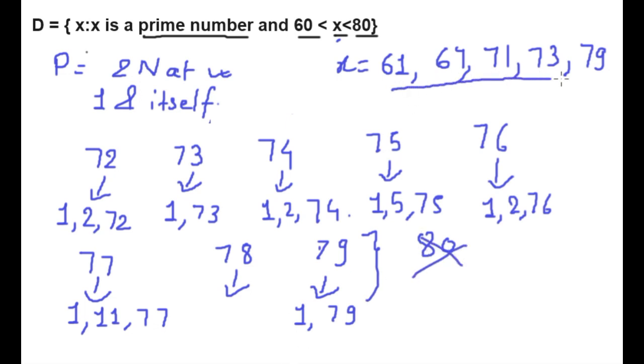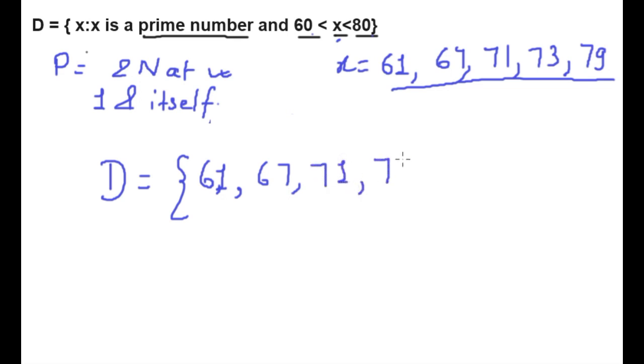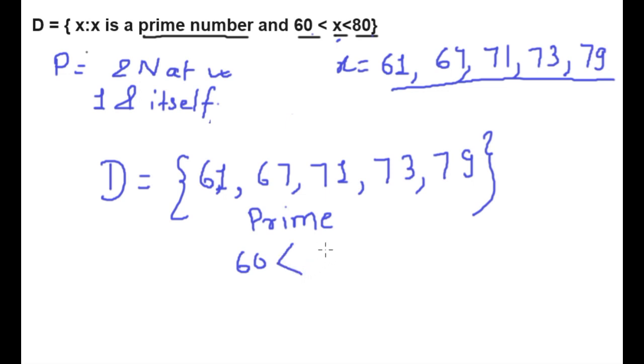So these are the prime numbers between 60 and 80. So we can write D is equal to 61, 67, 71, 73, 79. These are prime numbers greater than 60 and less than 80. So let's go to the next question.